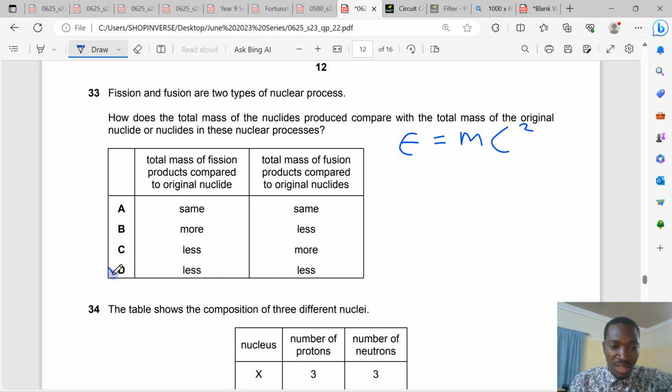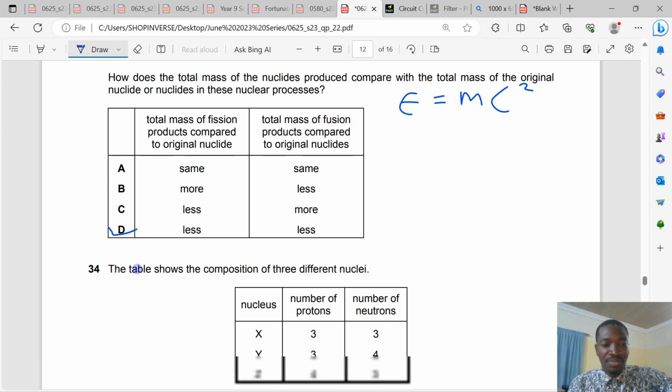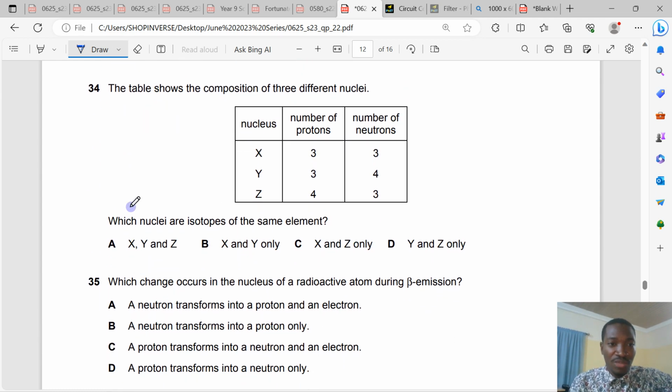That makes B the correct answer. Okay. Question 34. The table shows the composition of three different nuclei.